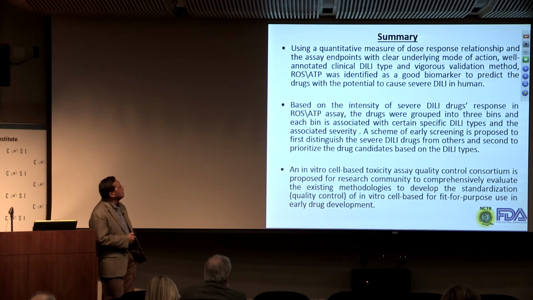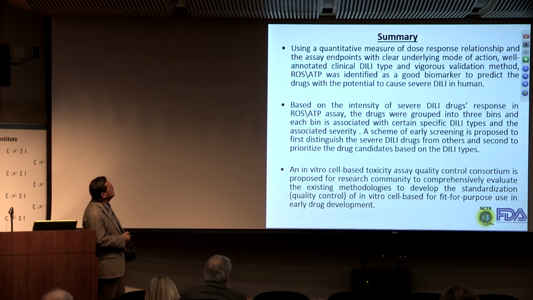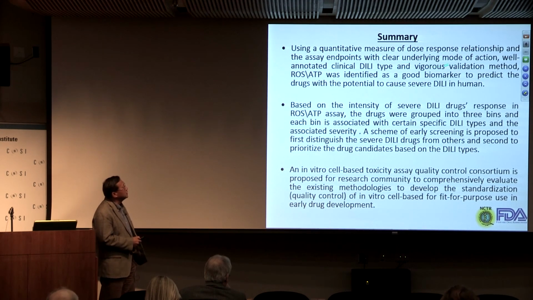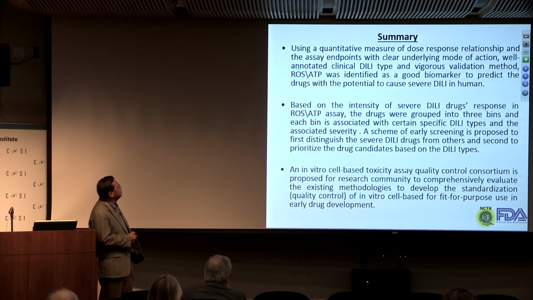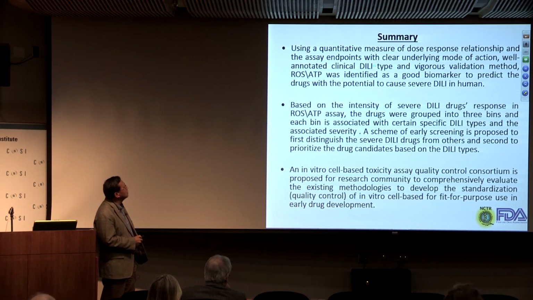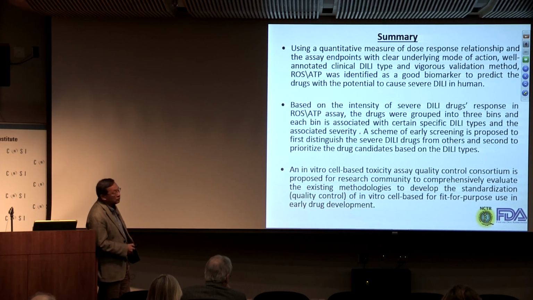So, in summary, using a quantitative measure of the dose-response relationship and an assay endpoint with a clear underlying mode of action, well-annotated clinical data, and a rigorous validation method, ROS-ATP was identified as a good biomarker to predict drugs with the potential to cause severe DILI.